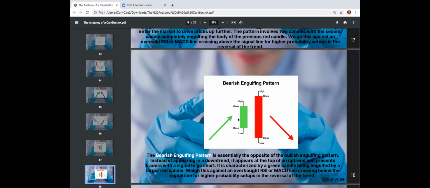Instead of appearing in a downtrend, it appears in an uptrend and presents traders with a signal to go short, so buy puts. It is characterized by a green candle being engulfed by a larger red candle. Weighing this against an overbought RSI or MACD line crossing below the signal line for higher probability setups, this one would be golden for puts as well.